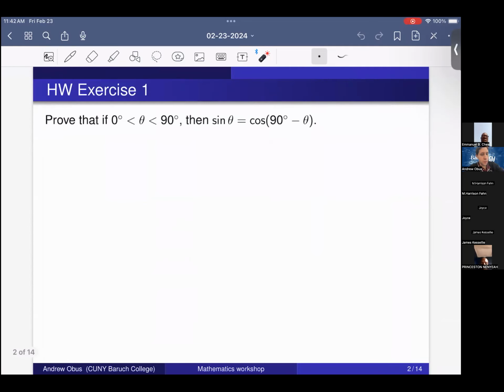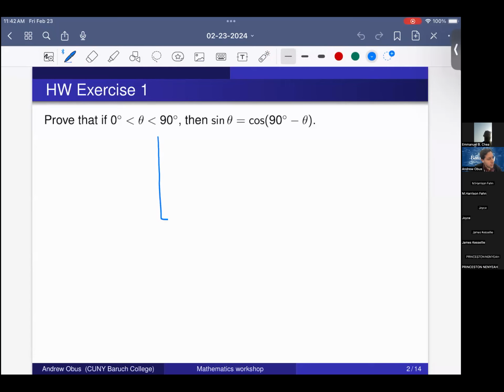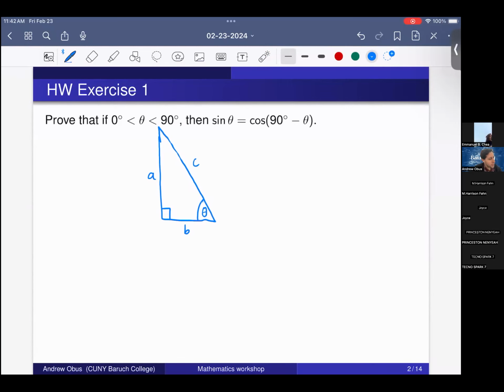Okay, so the first one is a proof, but it's a pretty short proof. It says, show that if we have an angle between 90 degrees and 0 degrees, that the sine of the angle is the same as the cosine of 90 degrees minus the angle. The key to this, of course, is drawing a right triangle, because this is how we do trig functions. We have an angle theta, and maybe we can label the sides of this triangle as A, B, C. Then sine of theta, by definition, is the opposite side over the hypotenuse, which is equal to A over C.